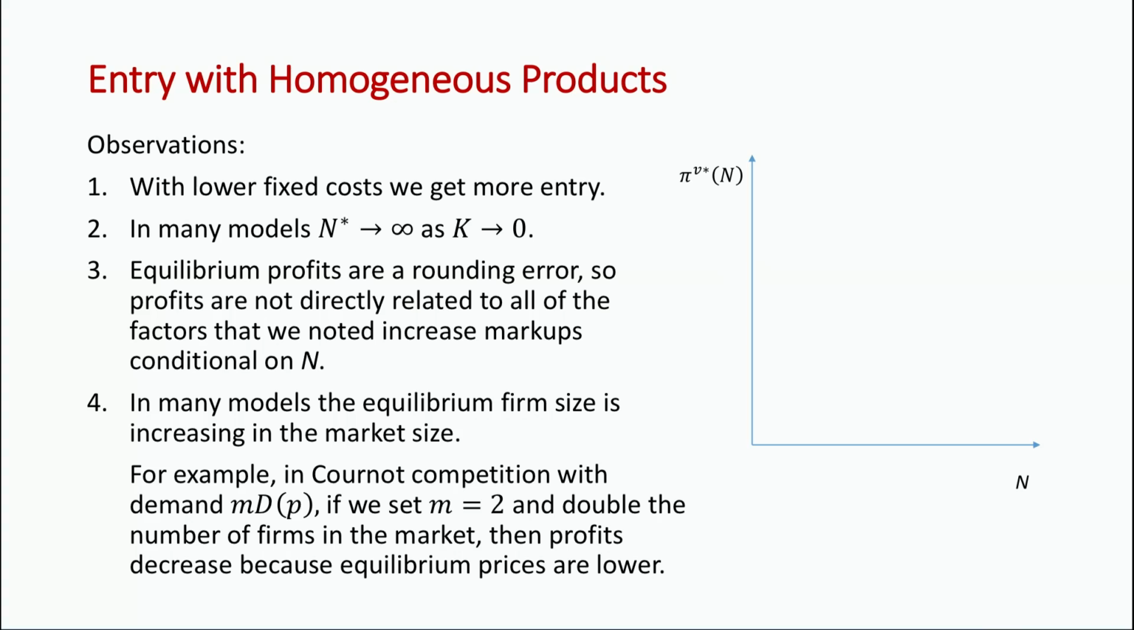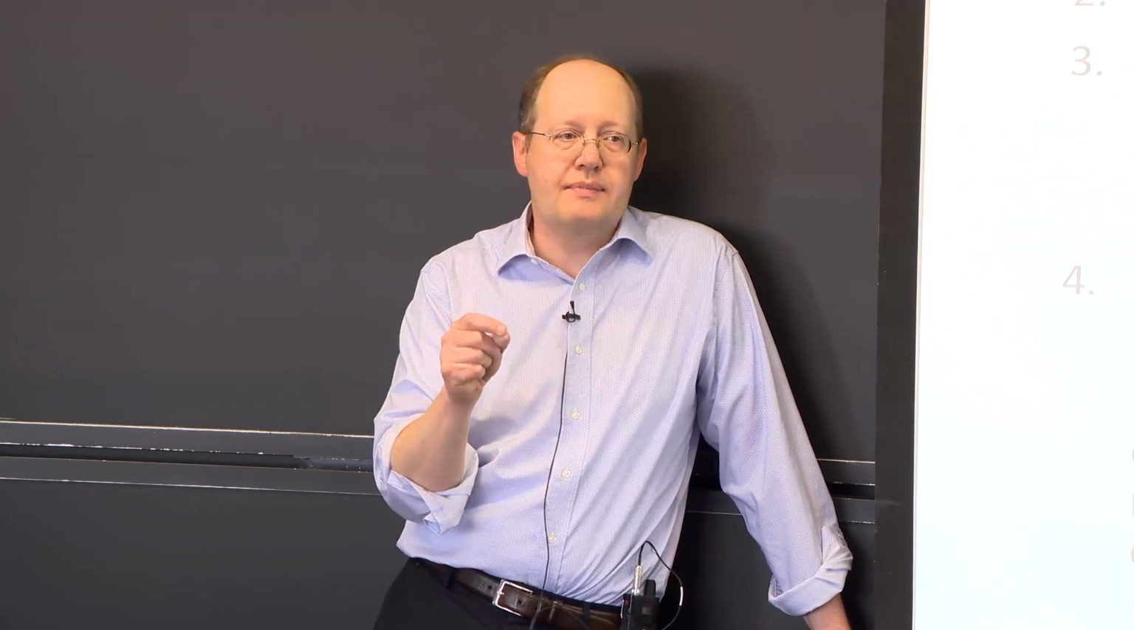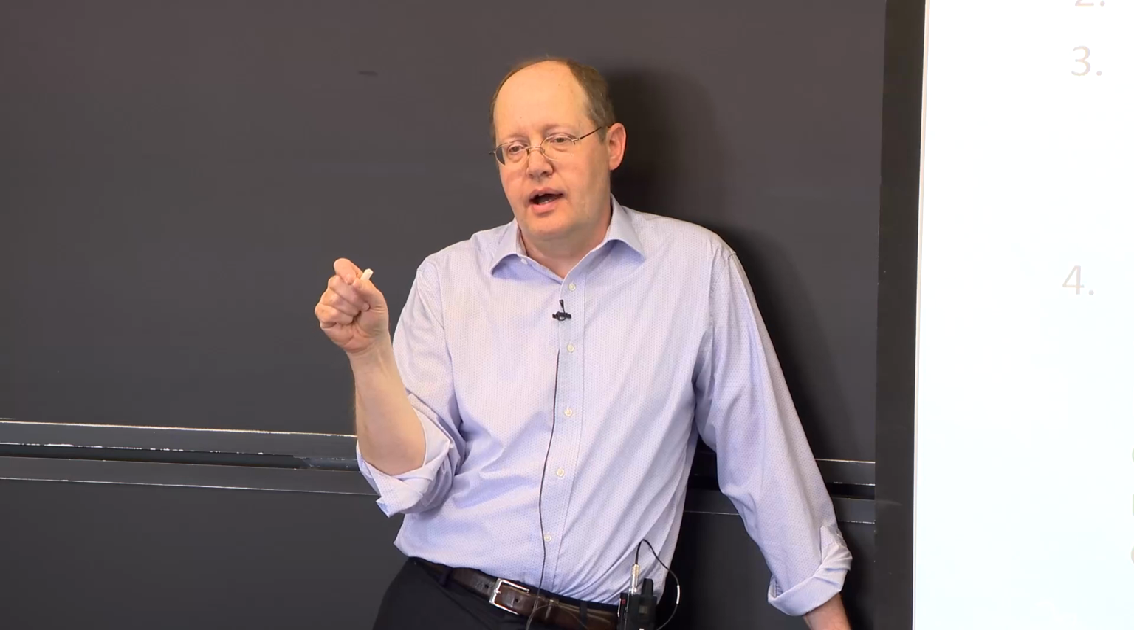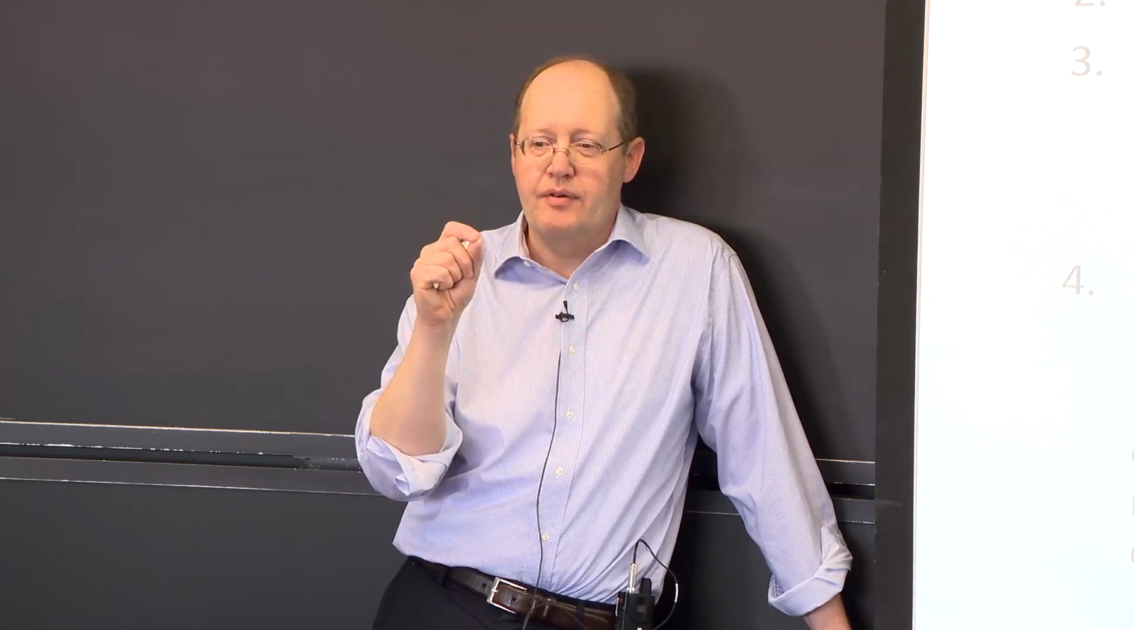If you double the market size and you double the number of firms, then the number of customers per firm would be the same, but there's a second effect of the prices decreasing. And if the prices decrease, then the firms are worse off. So in Cournot, in some sense, the profits are going down like 1 over n squared. With n firms, profits are going up proportional to m if the number of customers goes up.